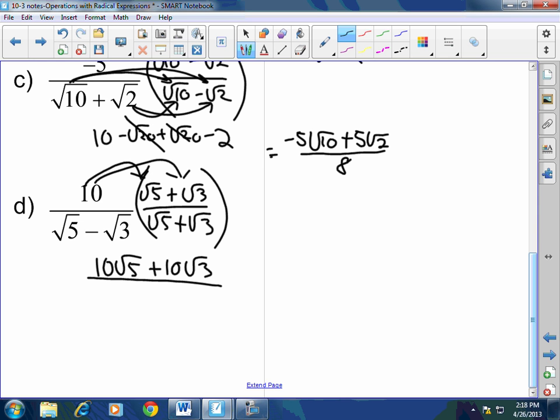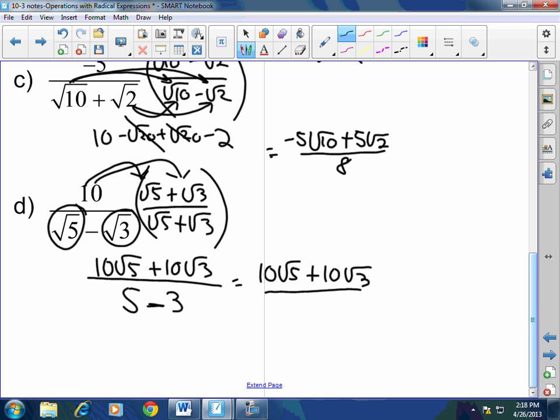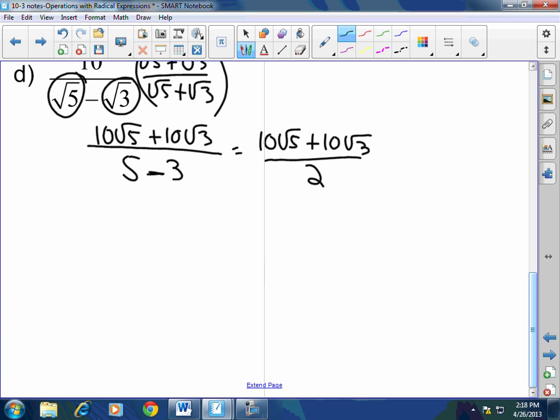So when I have a minus b times a plus b, it's going to be the first term a squared, what's square root of 5 squared? 5, minus the second term squared, which is 3. So this is going to be 10 square root of 5 plus 10 square root of 3 over 2. But then I can reduce that, can't I? Because 2 goes into that and to that. So this will equal 5 square root of 5 plus 5 square root of 3.